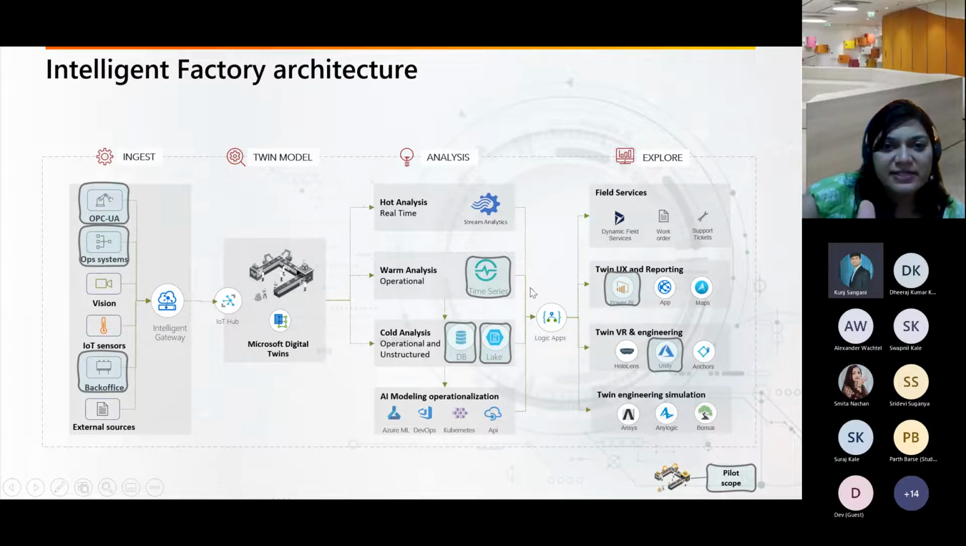And then these are the kinds of analysis you do. Hot analysis, your real-time analysis, which is streaming analytics of your data. Warm analysis is operational, time series. We will also see how warm analysis helps and what sort of time series data loading will help you make decisions. I will show you in one of the other demos. Cold analysis is for your operational and unstructured data, right? So are there any patterns?